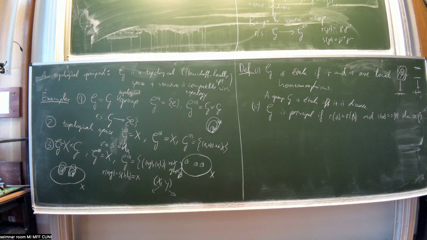If the original space is Hausdorff, it's a subset of X times X, right? Yeah. So everything for me is Hausdorff. It doesn't have to be if you don't want it. Okay. Anything else?